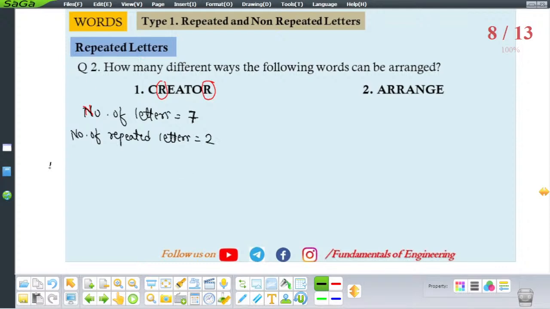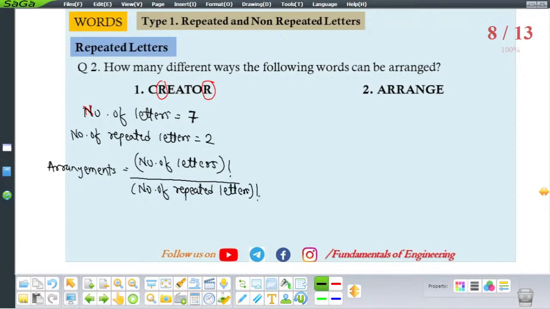Now we can calculate the possible arrangements by using the formula, a shortcut trick. The number of letters, that factorial, we have to take upon the number of repeated letters factorial. Yes, Amrut, the number of letters is 7 and the number of repeated letters is 2. R is repeated 2 times.